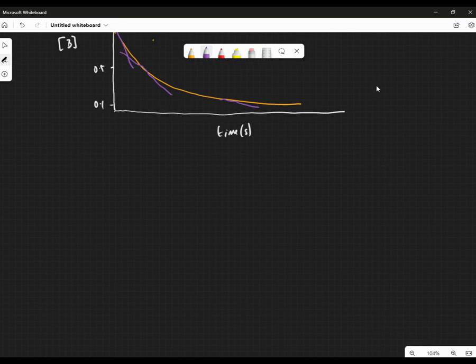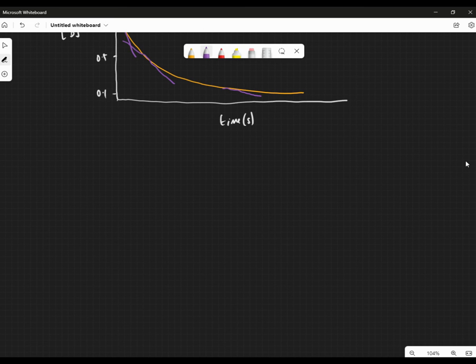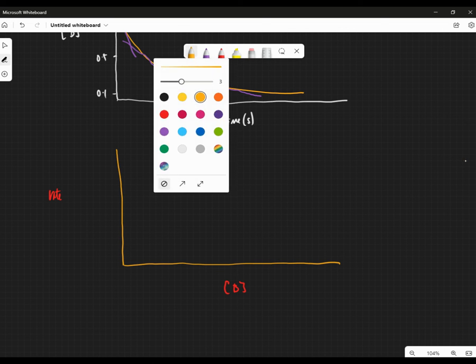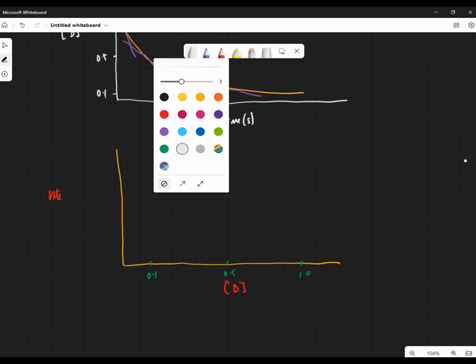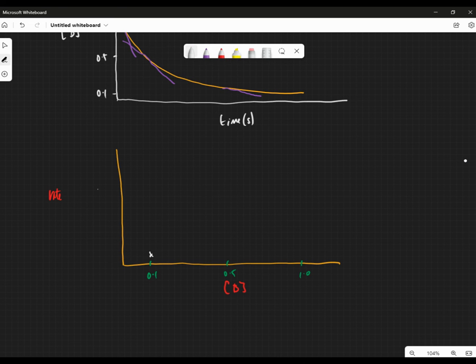And now, you know what I'm going to do? I'm going to plot this graph again. On the left it's going to be rate, and down here it's going to be concentration of B. Let's pretend I get this point here. This is 0.1, this is 0.5, and this is 1, exactly the same as I did before. Different color maybe. And now I get this, there, there, and there.